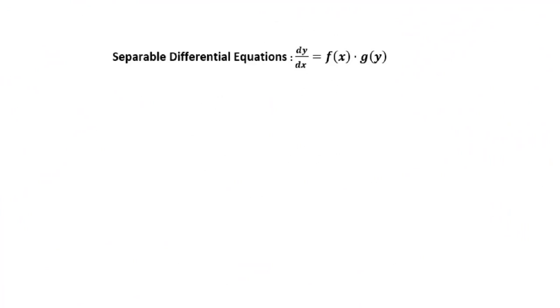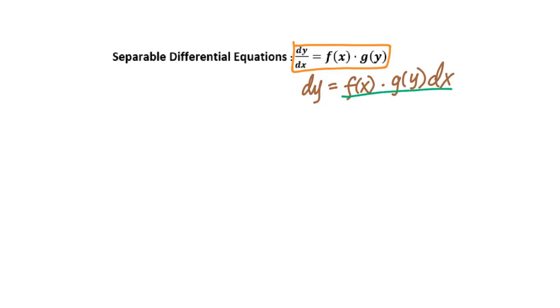This video is about solving separable differential equations, formatted like this. Your goal is to make all x on the right side, all y to the left side. So we multiply by dx on both sides: dy equals f of x times g of y dx.